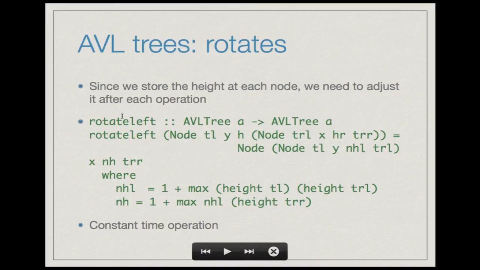Here is the symmetric definition for rotate left. We just repeat the earlier definition with the appropriate heights inserted, and in the result we have the new heights NHL and NH, where again NHL is defined as 1 plus max of height TL and height TRL. NH is defined as 1 plus max of NHL and height of TRR. This is again a constant time operation.